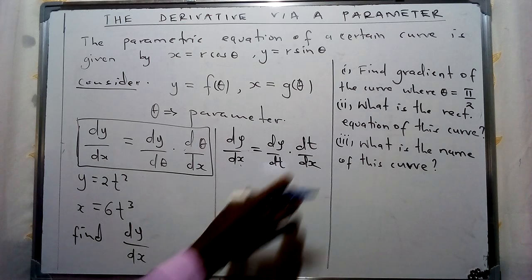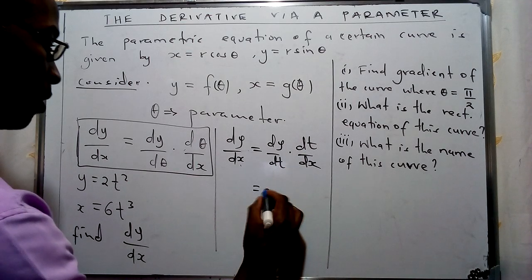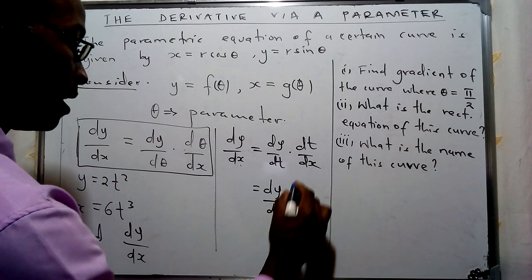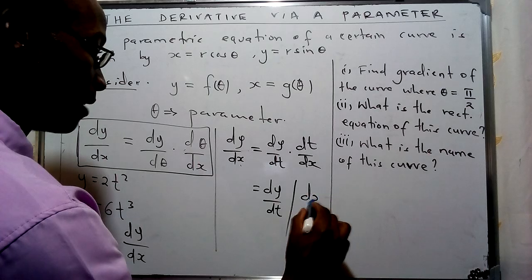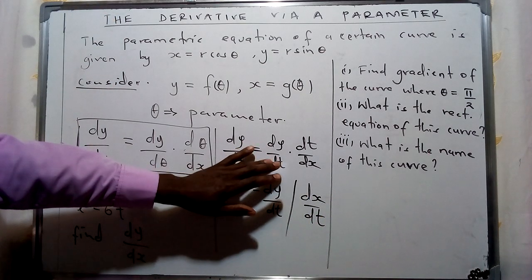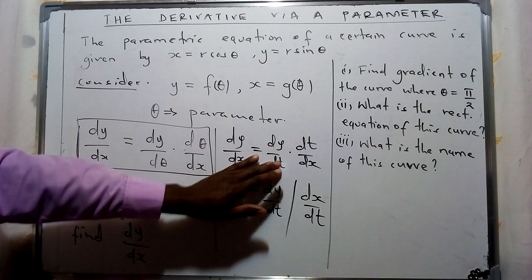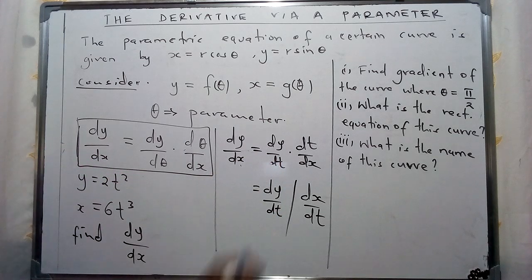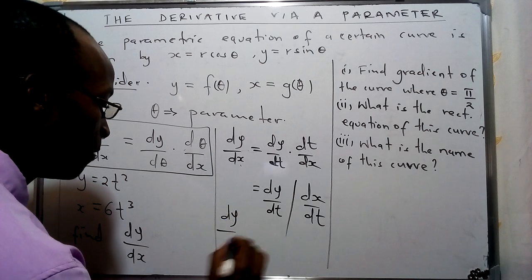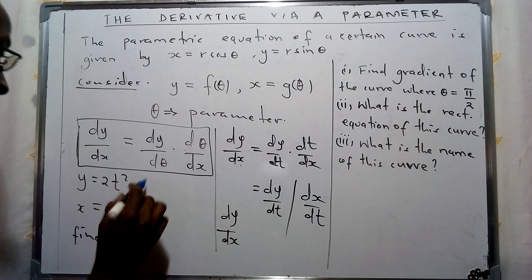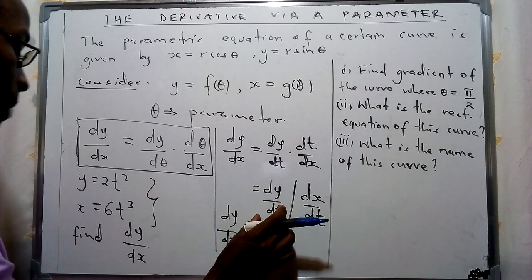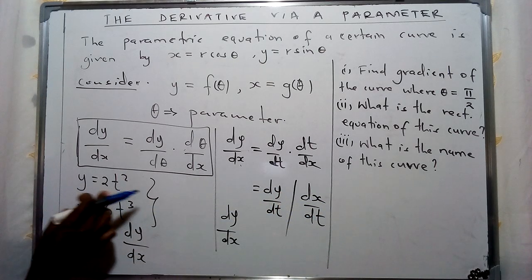If we look at this, it is basically equivalent to dy over dt divided by dx over dt. This is another representation of this equation which we can give in this form. So for us to find the value of dy over dx for these two equations, we have the derivative of y with respect to t, which is given as 2t.